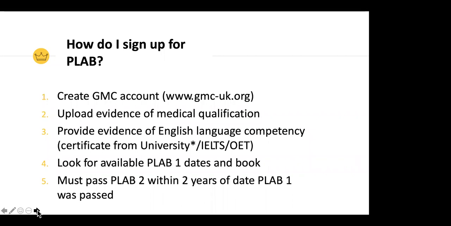Does that make sense? So within 2 years after you've passed PLAB 1, you need to have passed PLAB 2. Otherwise, you'll have to repeat the entire process. So just after you pass PLAB 1, I'd suggest you book PLAB 2 as soon as possible, so even if you do fail or other things come up, you have sufficient time.